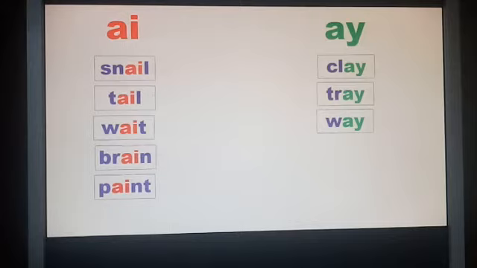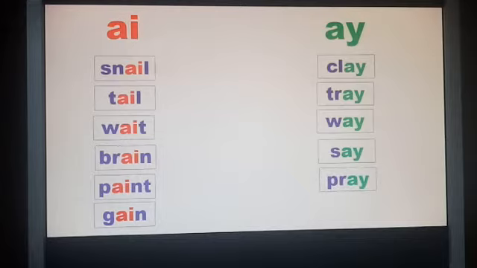Correct? No, in paint the A is heard in the middle of a word. So you have to write AI, not AY. Yes. Next, say, say, end of the word. Then gain, gain. So A is heard in the middle of a word. Then pray, pray. A is heard at the end of the word. Then day, day, at the end of the word.